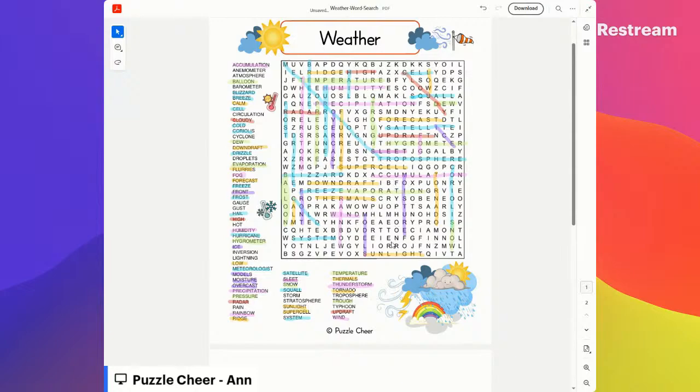Let's see. Typhoon is vertical right next to the left of moisture. Typhoon. Dino Game Hub says anemometer is diagonal and starts with the A in blizzard, middle left. Thank you. Anemometer. Awesome.